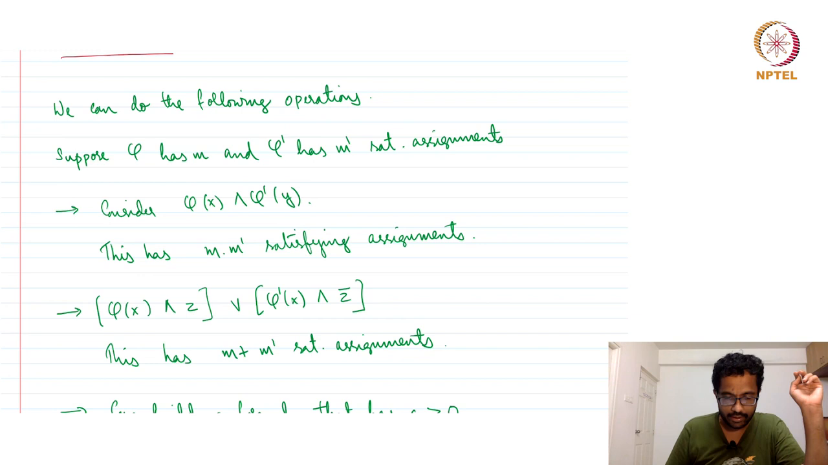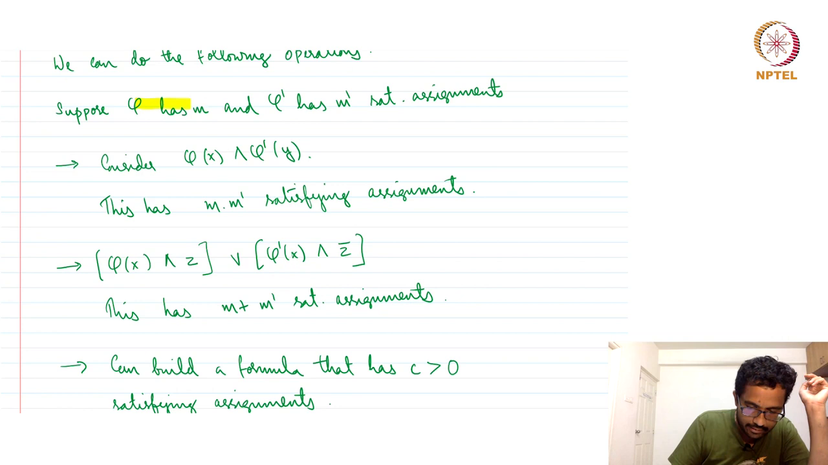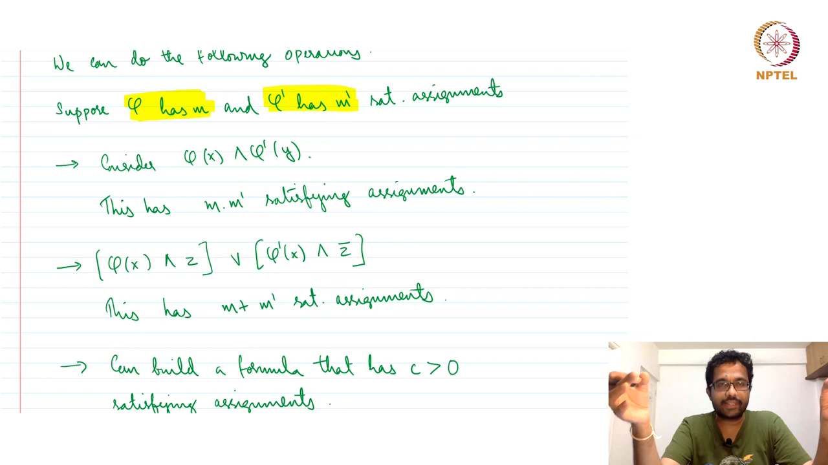So let us first see some operations, okay? Suppose there is a formula phi that has m satisfying assignments, and phi prime has m prime satisfying assignments. The objective is to show that if you have phi with m satisfying assignments and phi prime with m prime satisfying assignments, you can do some kind of arithmetic in this Sharpie world.